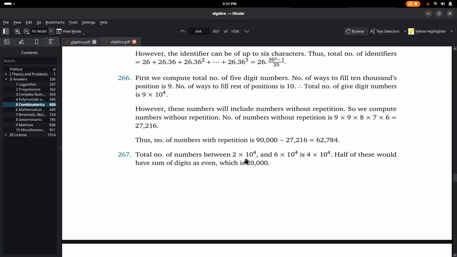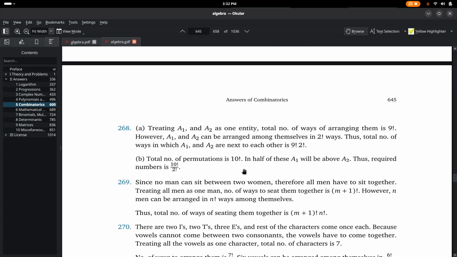Question 267 says: find the number of numbers between 20,000 and 60,000 having sum of digits even. So the total number between 20,000 and 60,000 is 40,000. Half of these would have sum of digits as even, which is 20,000.